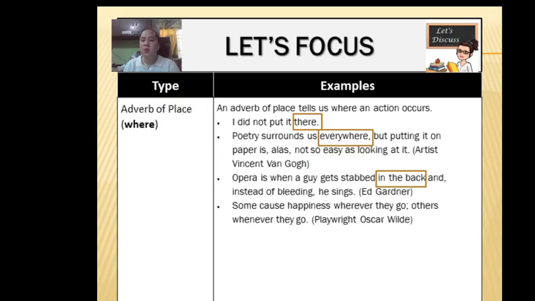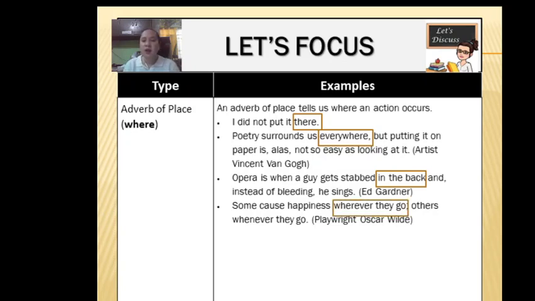Some cause happiness wherever they go, others whenever they go. We have two adverbs here, but we're looking for the adverb of place. What do you think is our adverb of place? If you say wherever they go, then you're right.